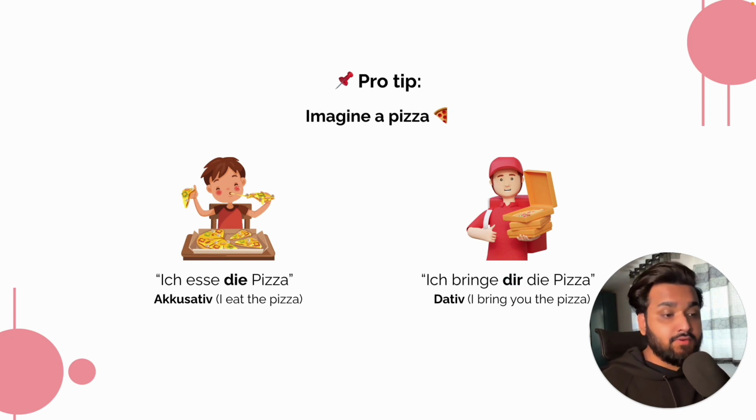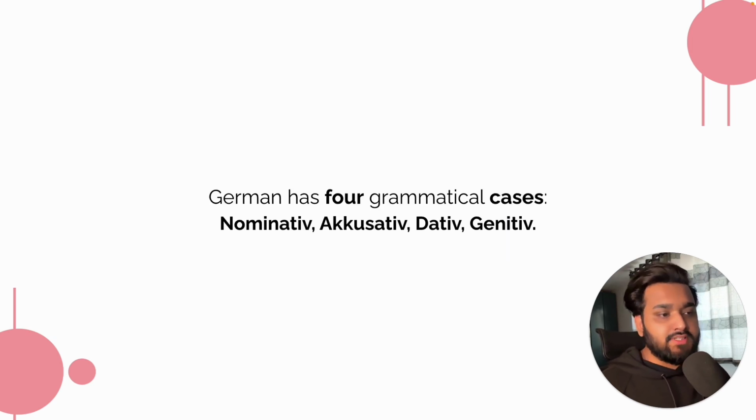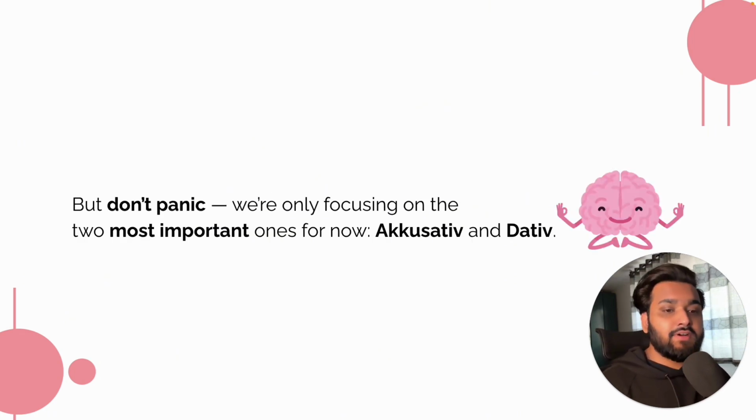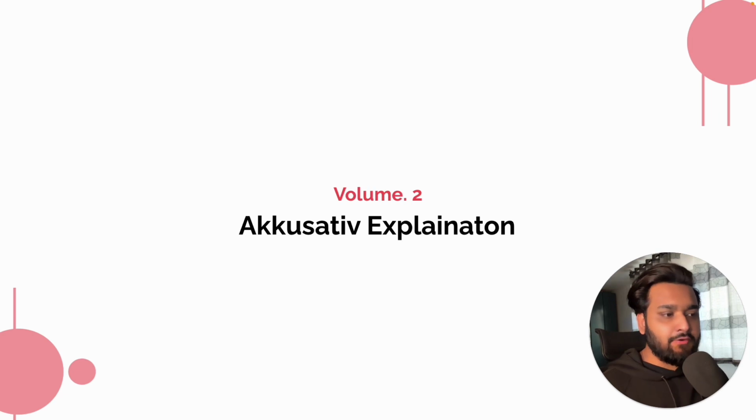So now you may ask, these are two of the cases, accusative and dative. How many cases are there in total in German? German has 4 grammatical cases: nominative, accusative, dative and genitive. But don't panic, we are only focusing on the 2 most important cases for now, which are accusative and dative. Let's continue with volume number 2, which is the accusative explanation.